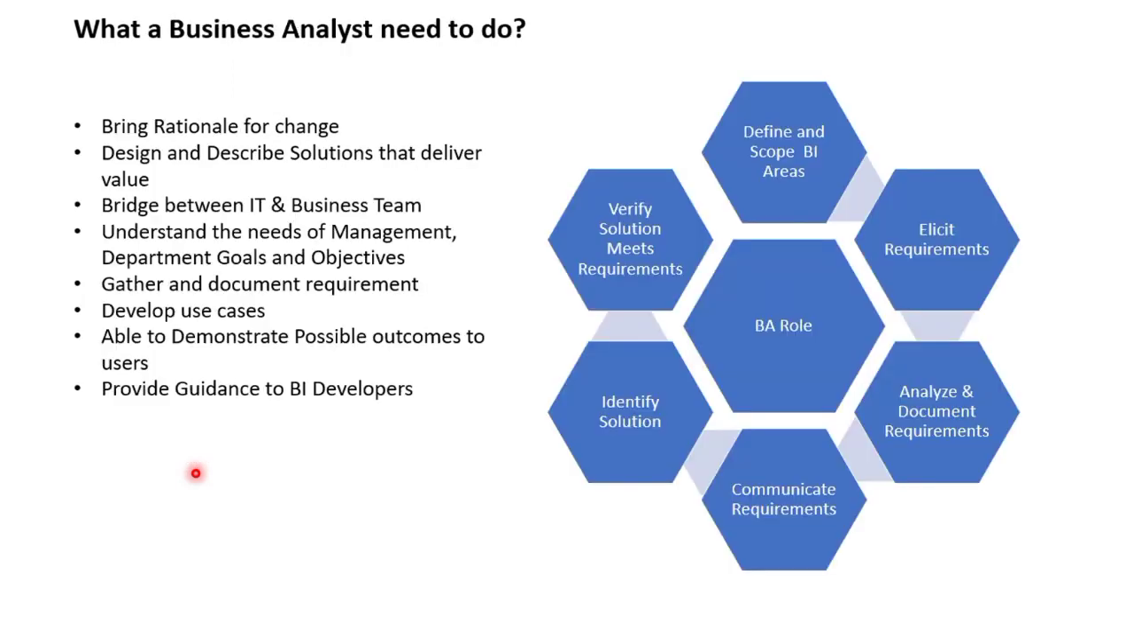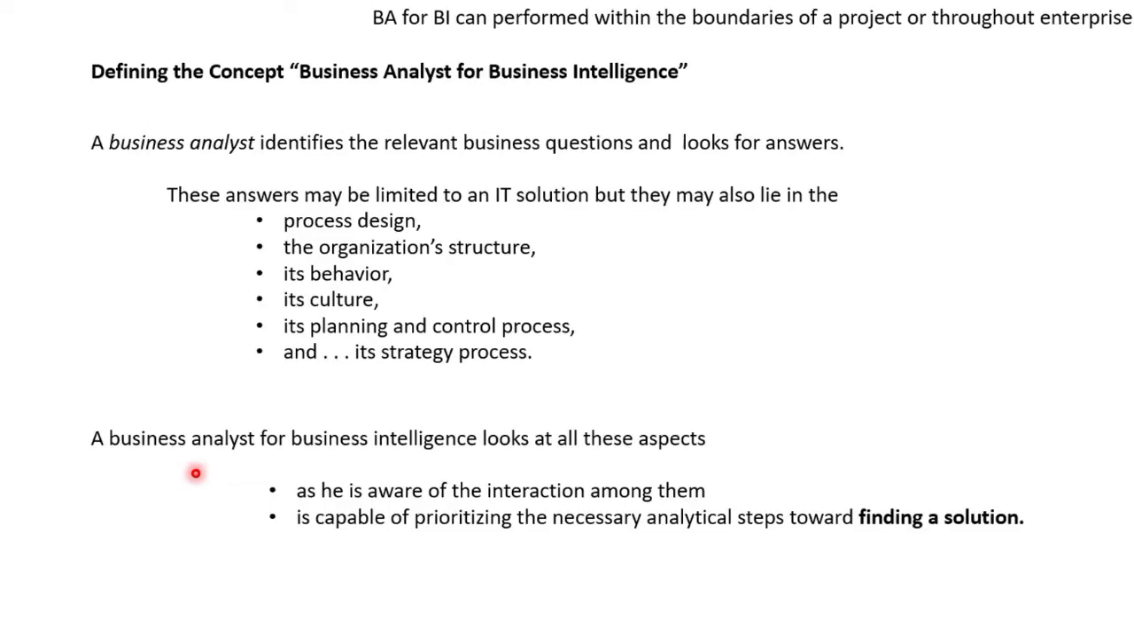So what we have covered till now is basically the role and the applications, and now we are going to discuss more on the BA for BI, basically the boundaries of a project, and what the concept of BA for BI is all about. If we talk about business analyst, BA for BI, what a BA has to do is look for questions, find the relevant business questions and ask the relevant questions. Or the best way for a BA to do that is to prepare a checklist.